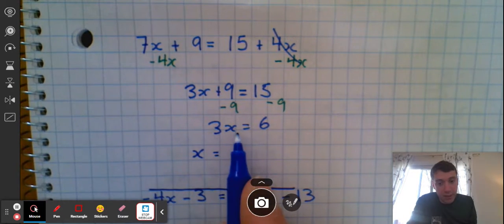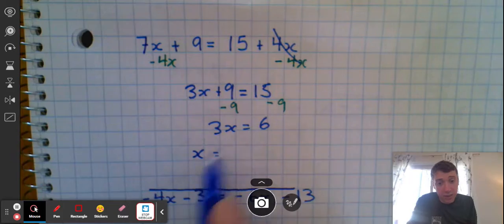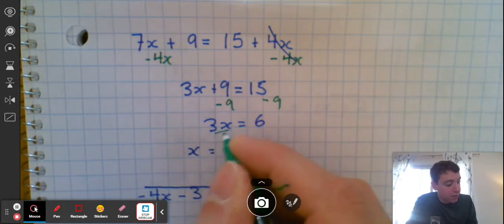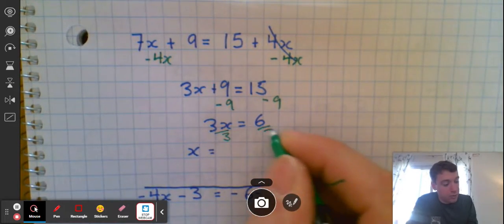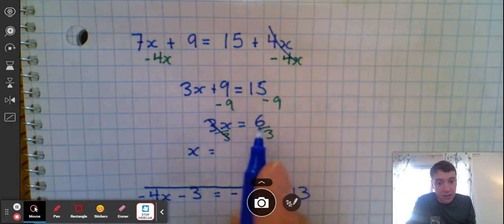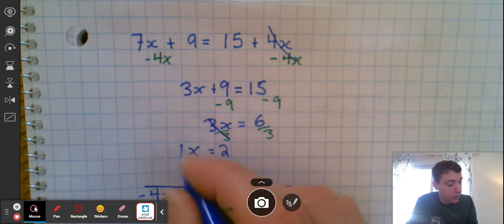And then now I've got 3 multiplied by x. I really want x by itself, so I've got to do the opposite of multiply by 3. So I'm going to divide by 3 on the left, and then, of course, always do the same thing on the right. 3x divided by 3 is 1x, and then 6 divided by 3 is 2.